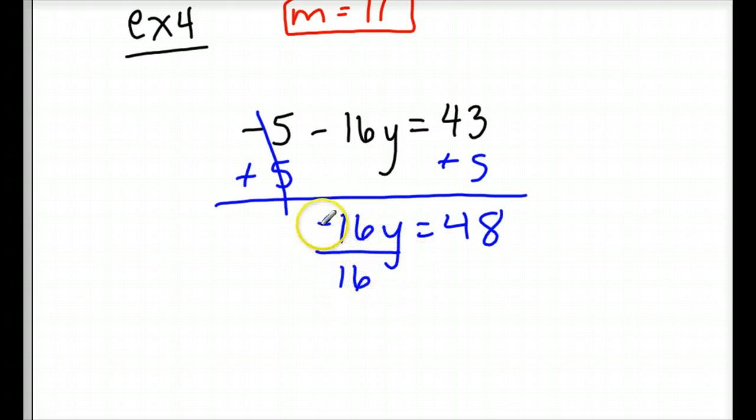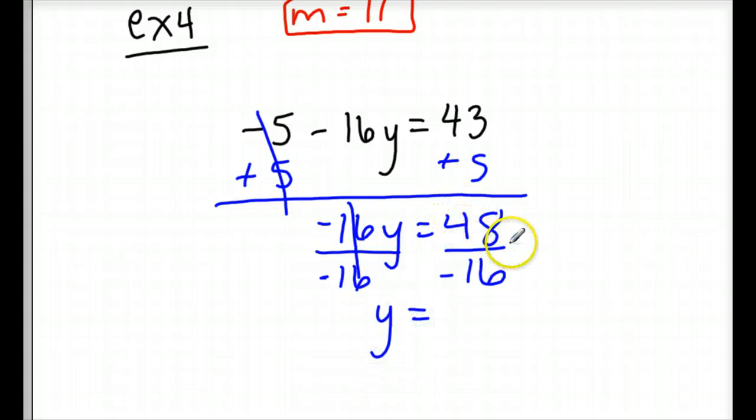Not just positive 16, but notice this negative 16 right here. Divide both sides by negative 16. What's left over here is just our y. And remember, it's a positive 48 divided by a negative 16, so we are going to get a negative 3.